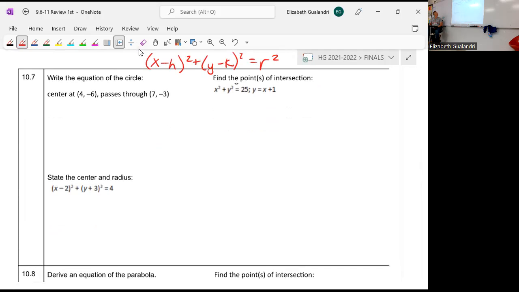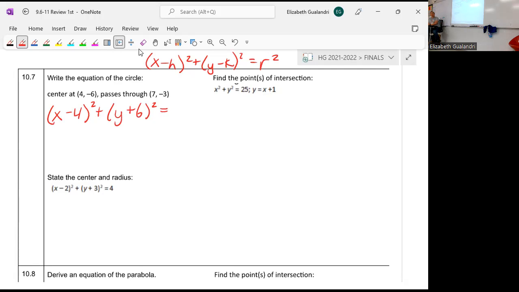The first thing I'm going to do is with the center, I'm going to write that out. So it looks like it's the opposite of each one of those numbers. You're going to write x minus 4 squared. So it's a positive 4, you're going to write minus 4. Then it's plus, and it's going to read y plus 6 squared. Minus -6, so it's plus 6. Then equal to, to finish that off, I need to know what the radius is.